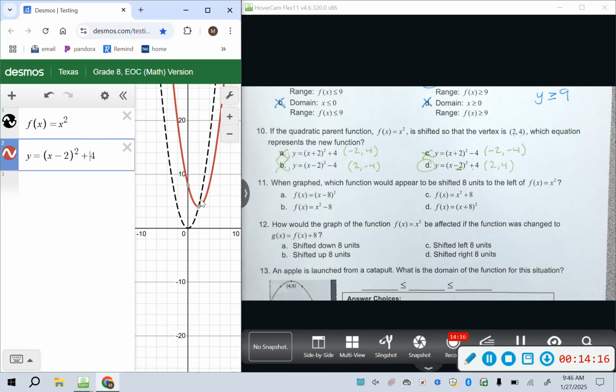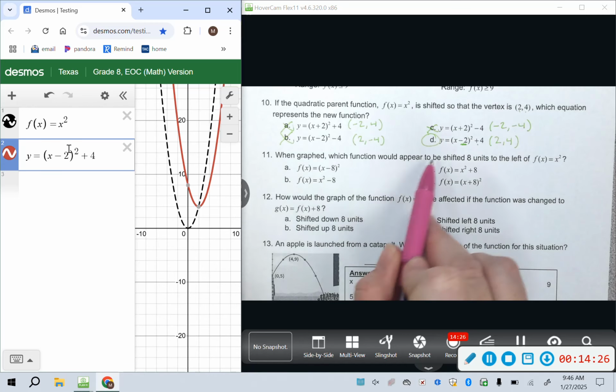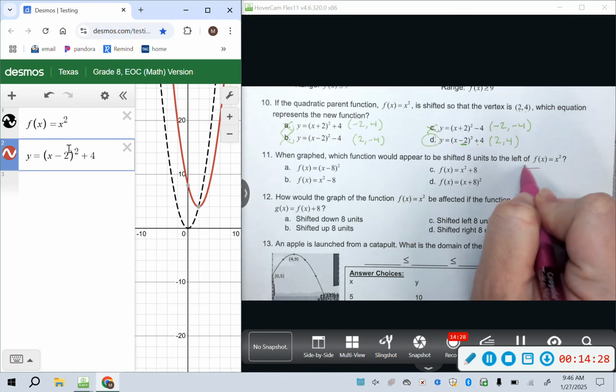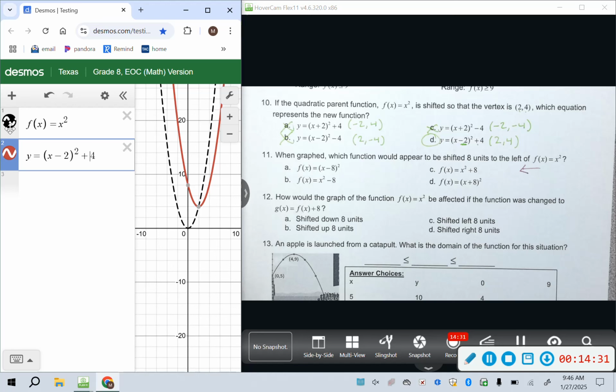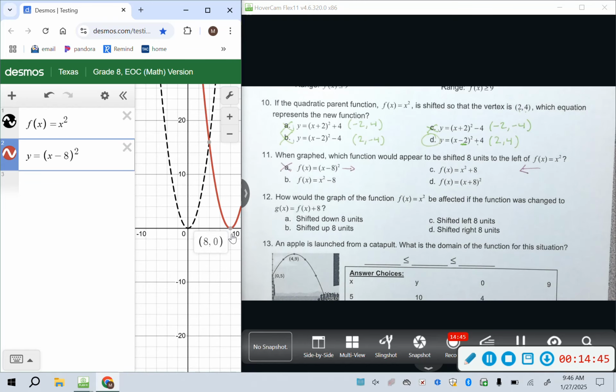Okay, so let's look at number 11. Same concept, I'm going to leave my parent function in there. f of x equals x squared. And this one says, which function would appear to be shifted 8 units to the left? So 8 units to the left. This first one says x minus 8. And that went 8 units to the right. That one went to the right, so that one's not my answer.